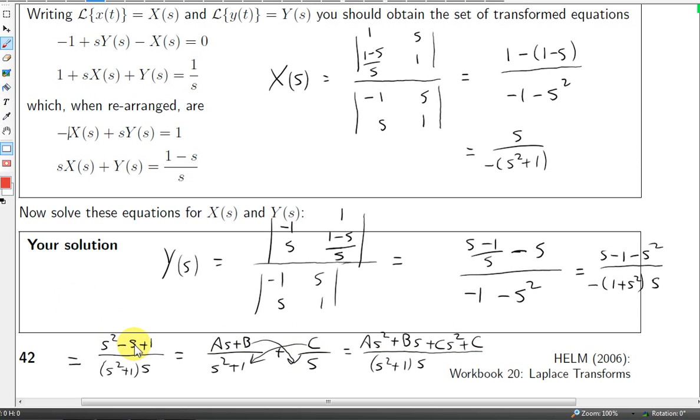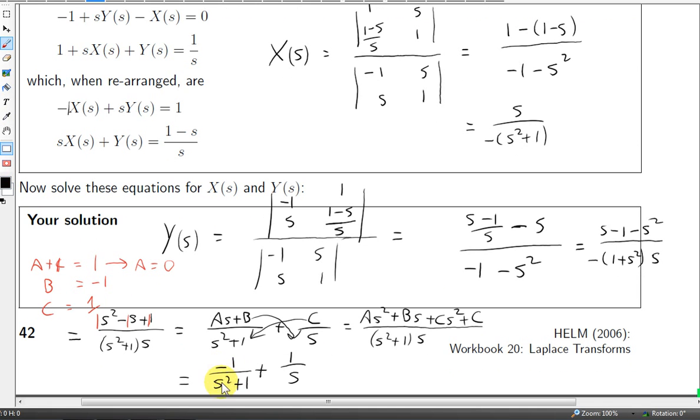So I'll just try and fit it in up here. We can see that the s squared term is a plus c, and that must equal 1. The s term is b, and that must equal minus 1. And finally, the constant term is c, and that must equal plus 1. So we know what b and c are. What about a? Well, if c is 1, then a must be 0. So subbing in here, we get minus 1 over s squared plus 1 over s.